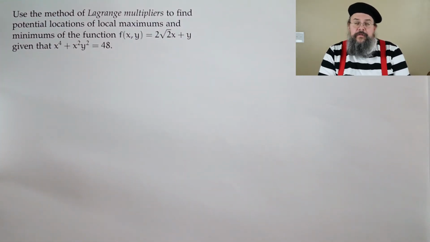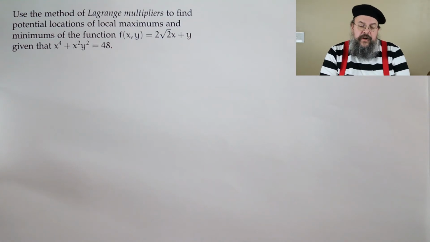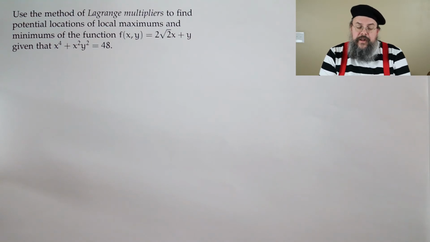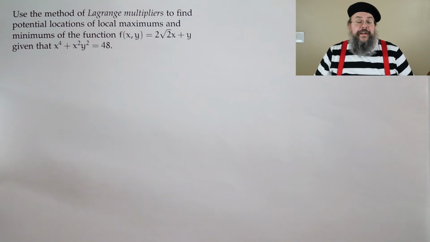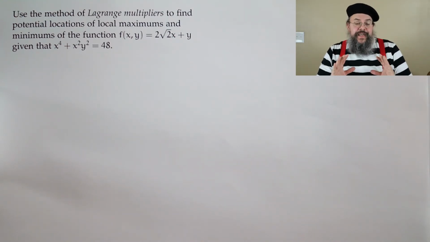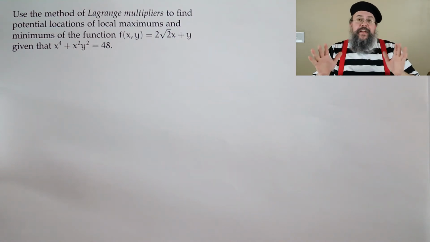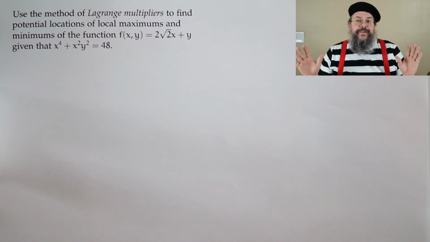Use the method of Lagrange multipliers to find potential locations of local maximums and minimums of the function f of x, y equals 2 root 2 x plus y, given that x to the 4th plus x squared y squared equals 48. Now it's being very cautious and hedging the bets, saying it's potential. We don't even have to figure out what the function is doing at those points. We're not going to worry about it.